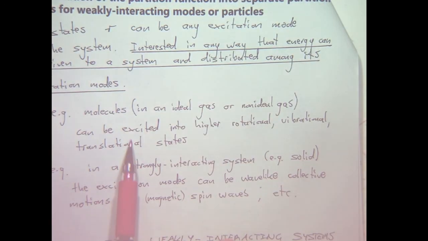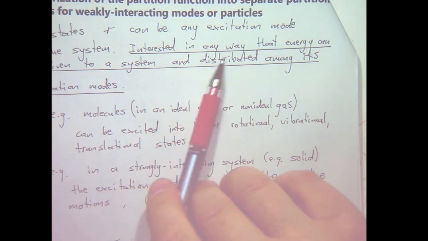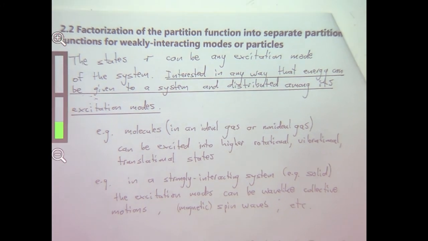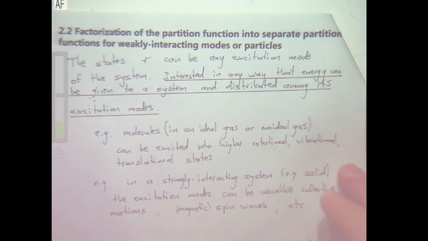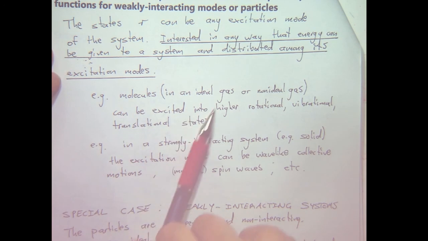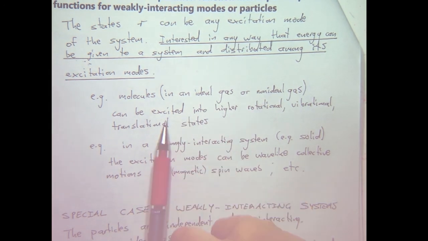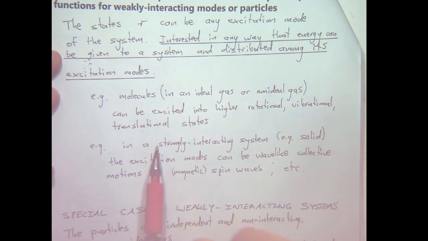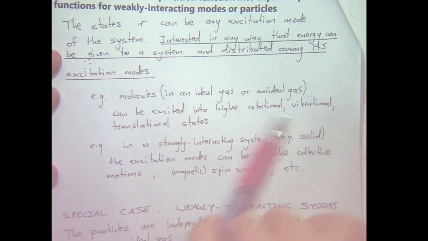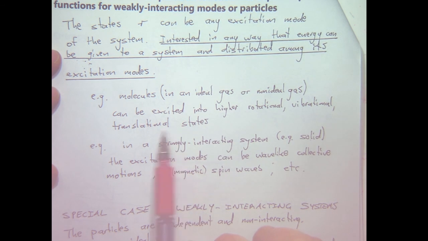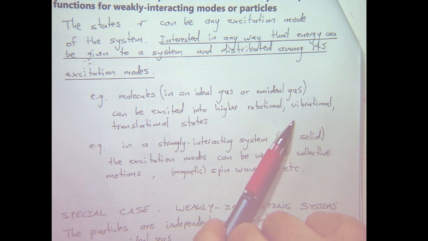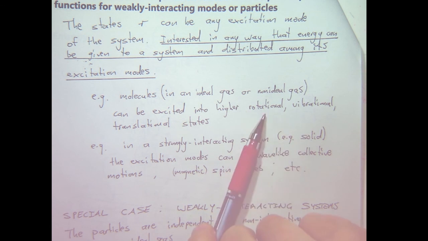So, for example, what we're interested in is any way that energy can be given to a system and distributed among its excitation modes. So for example, molecules in an ideal gas or non-ideal gas, in other words, we're not specifically talking about an ideal gas, it could be much more general, can be excited into higher rotational, vibrational or translational states. And the translational states, unless you're going at relativistic speeds, don't affect the rotational states.